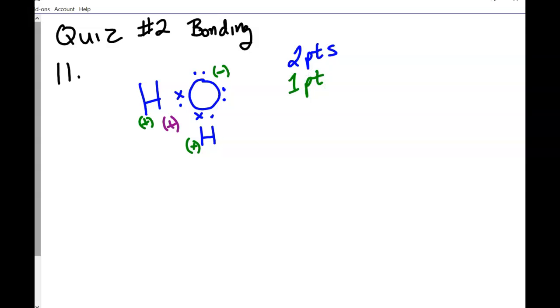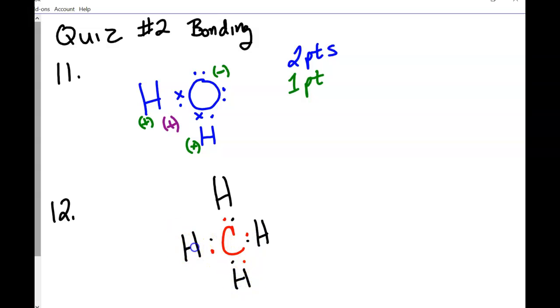All right. Question number 12 asked you to draw CH4, which is called methane gas. Your diagram of CH4 should have had carbon in the center with 1, 2, 3, 4 valence electrons around it, and then 4 different hydrogens, 1 on each side. This was a 2-point question. So that's where the 5 points broke down.